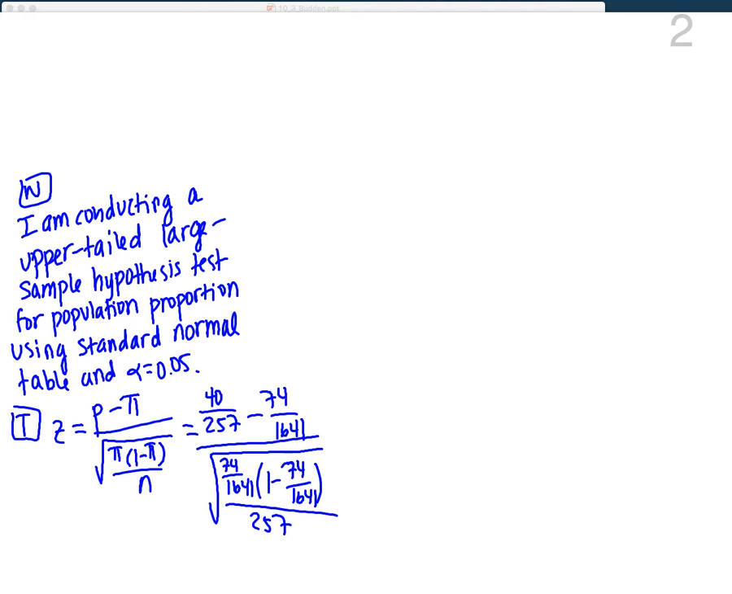Take out a calculator and calculate the z-score. If I were you, I would save 74 over 1,641 as x.